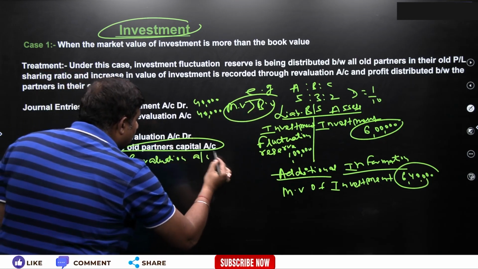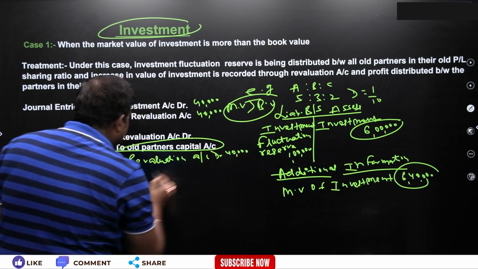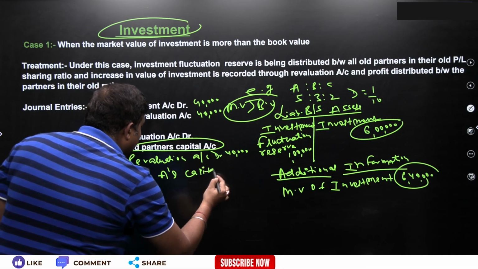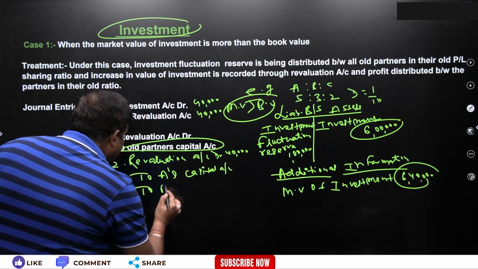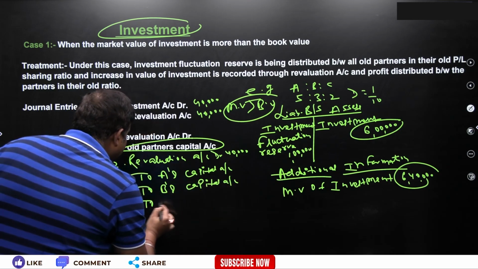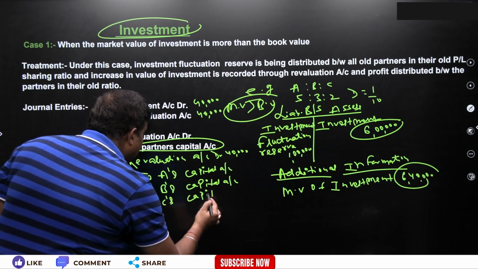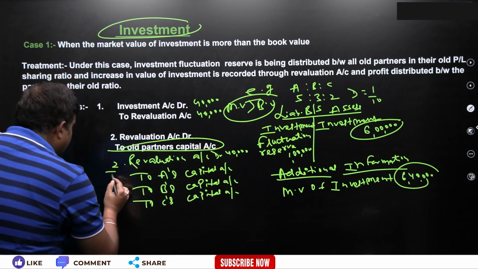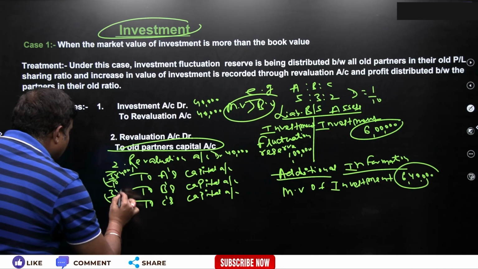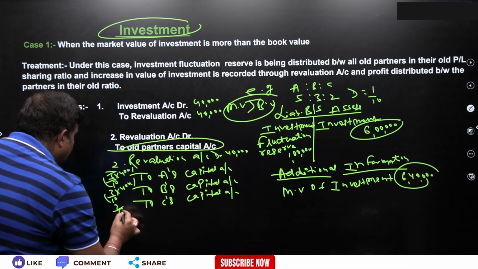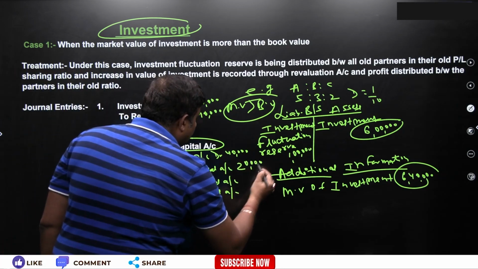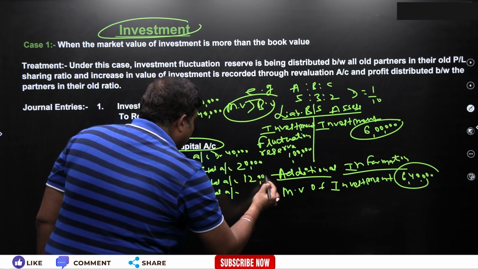So revaluation account debit, this 40,000 has to be distributed between the old partners, A, B and C, definitely in their old profit and loss sharing ratio. So that is 5 by 10 of 40,000 should be given to A, 3 by 10 of 40,000 to B, and 2 by 10 of 40,000 to C. So that is 20,000 to A, 12,000 to B, and 8,000 to C.